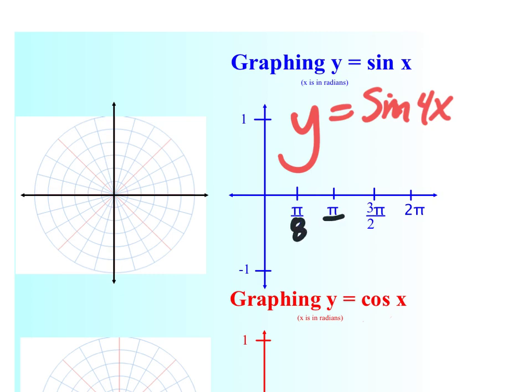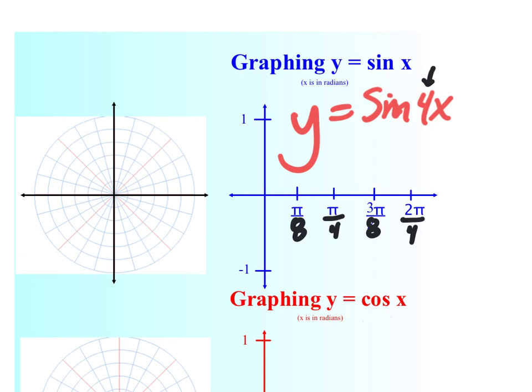And this is multiply everything by what again? 1/4. Multiply by 1/4 would make it 3 pi over 8. And multiply by 1/4, so 2 pi over 4 simplifies to pi over 2.